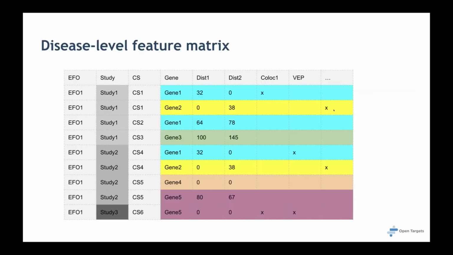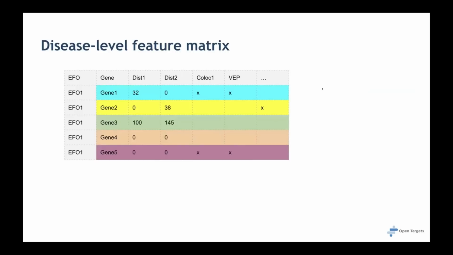The same goes for other features you have, like evidence of colocalization, evidence from variant effect prediction of having a missense variant in this credible set, or anything else. So this big table actually becomes much smaller because now each gene is only presented once. We call this matrix the disease level feature matrix, or EFO level feature matrix. And again, it can be provided to the community as a final product of the genetic evidence production.